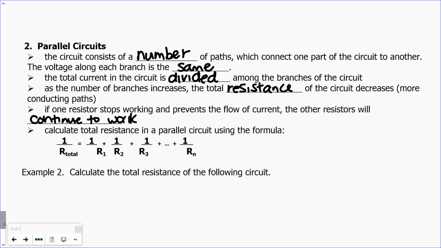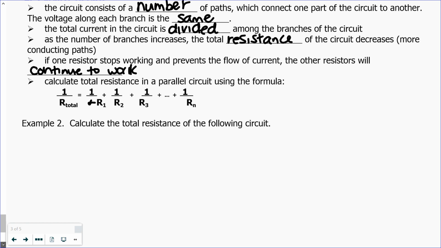So our total resistance in a parallel circuit is found using the formula. Sorry, this R kind of moved over from where it should live. So 1 over R total equals 1 over R1 plus 1 over R2 plus 1 over R3, and so on, for however many resistors you have connected in parallel.